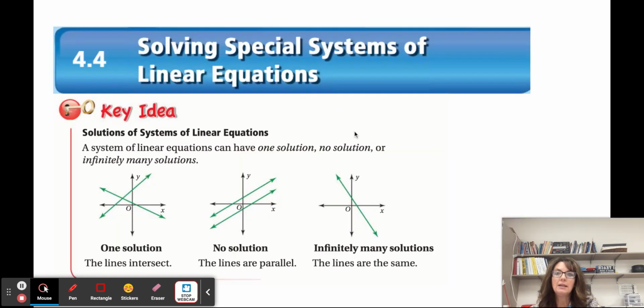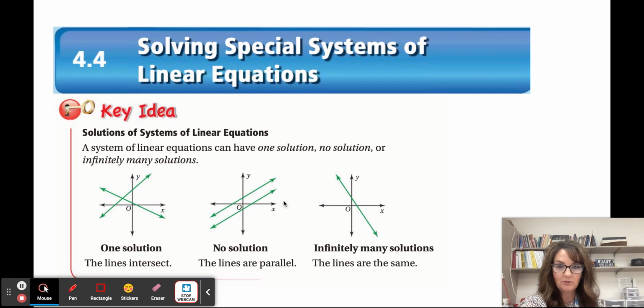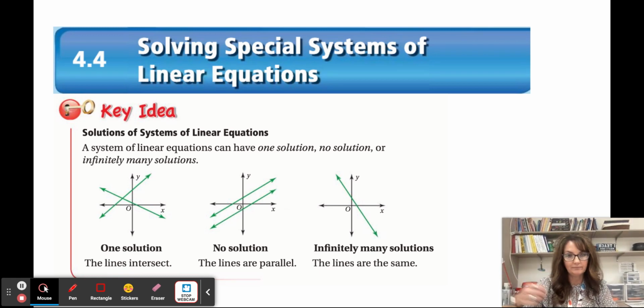Okay, so now we're in lesson 4.4, which is solving special systems. What we've been doing so far, all those three methods, described one solution where the lines intersect, and we've identified that point. But what if the lines were parallel? They will never intersect, therefore they will never have a solution. Okay, there will be no solution. And then the idea that if it is the same line, it is going to have infinitely many solutions.